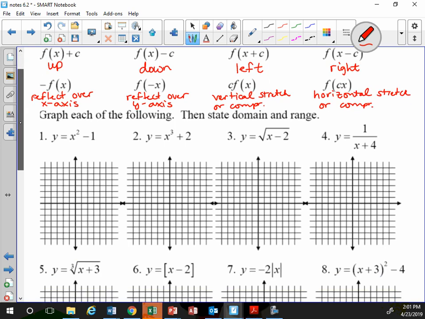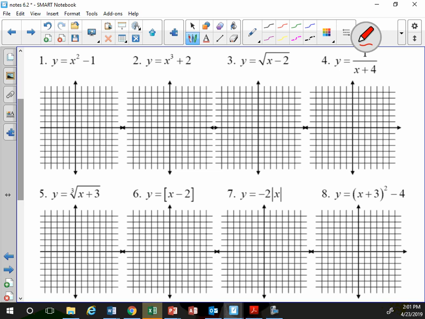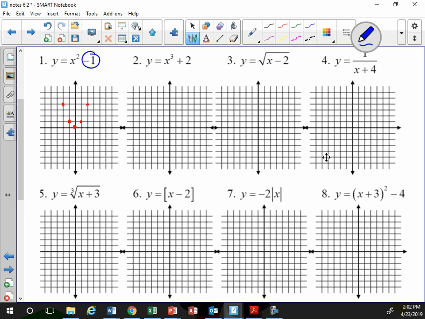Now we get a graph. We're going to graph not by plugging in values, not with your calculator, just by doing our transformations. So y equals x squared minus 1. Do you know your parent graph for y equals x squared? Parabola. We just did it. I'm just going to do those dots. What does the minus 1 mean? Down 1. So what am I going to do with each of those dots? Yep, down 1.